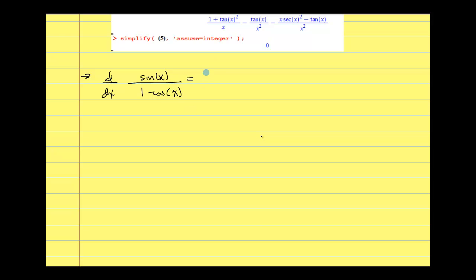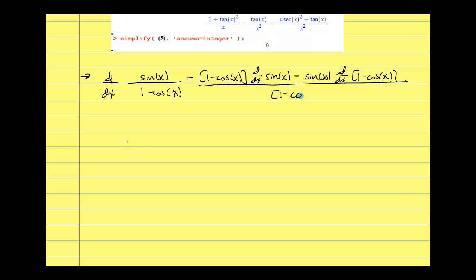Okay, we need the quotient rule here, so I start with the bottom times the derivative of the top, minus the top times the derivative of the bottom, all over the bottom squared. Now let's be careful how we rewrite this. This is not 1 minus cosine squared, it's 1 minus cosine quantity squared. So make sure you write that correctly. From here, I haven't taken the derivative yet, I've just set everything up, and I would really encourage you to write this out. That way you'll know exactly what derivatives you were taking and where they came from.